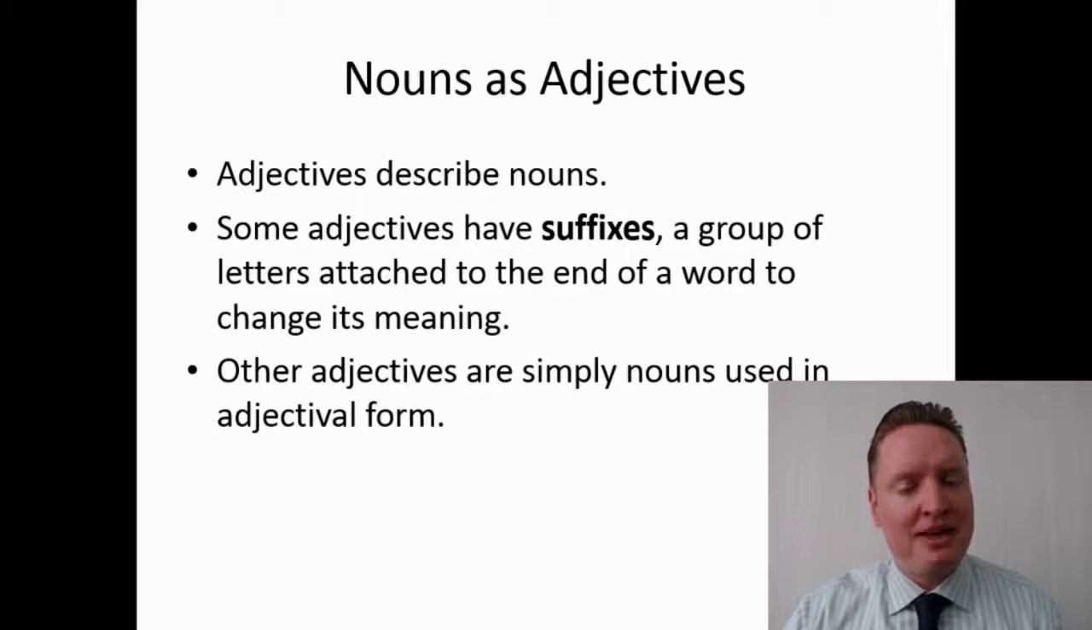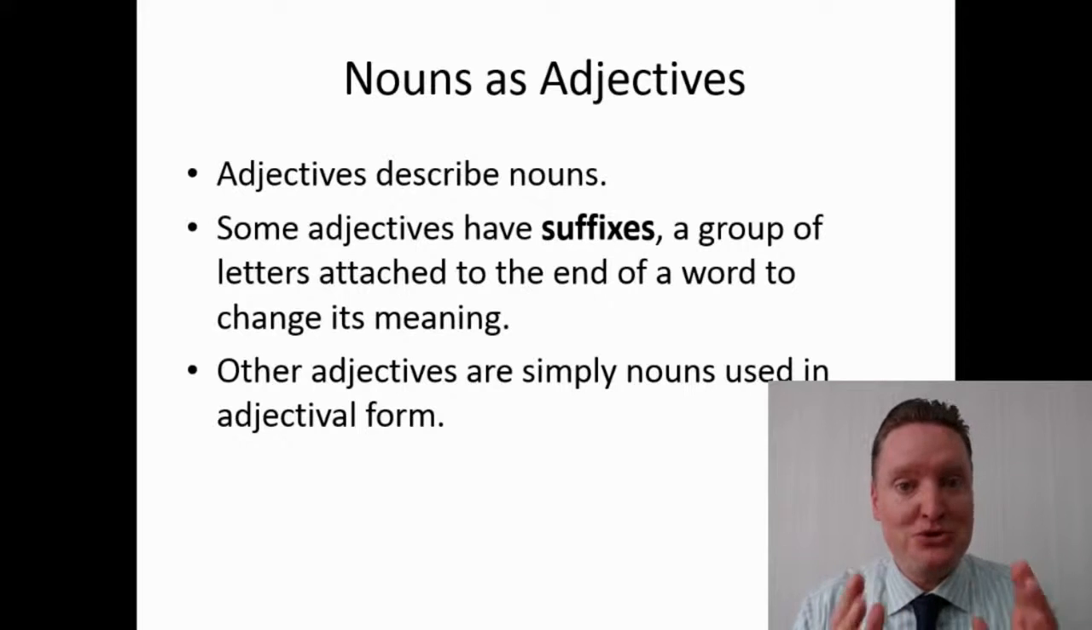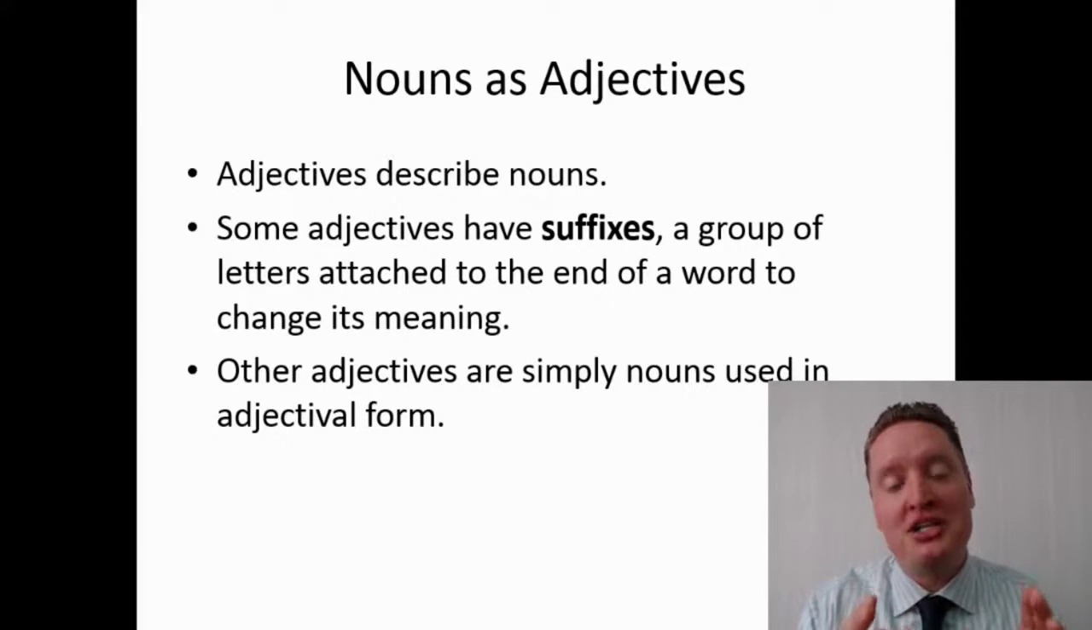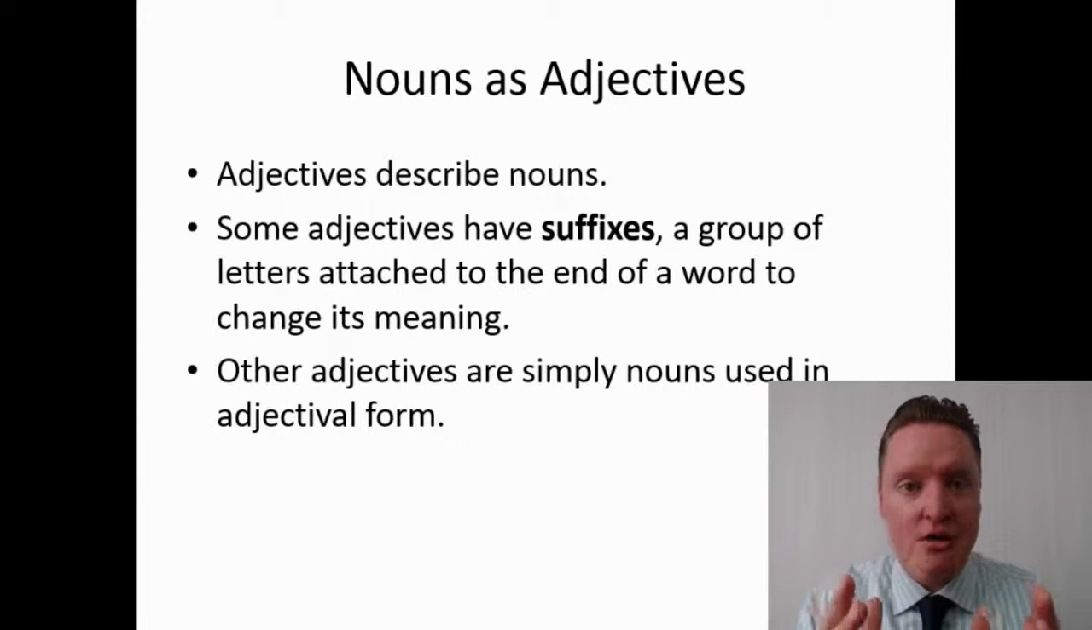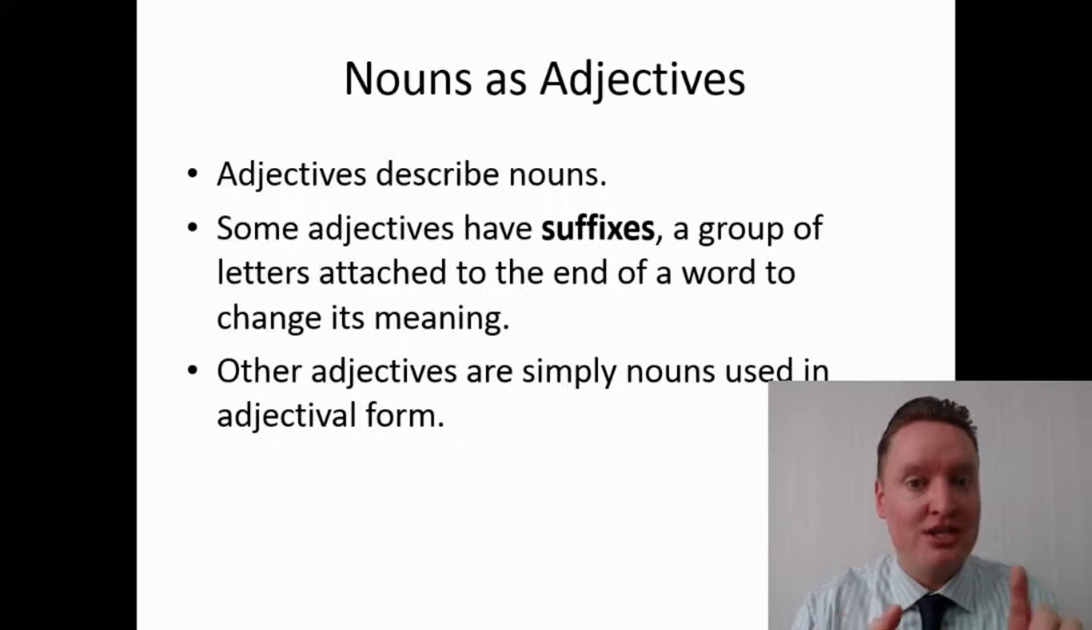The first thing I want to mention is you know that a noun has a noun form, but that same noun can often be used as an adjective. Sometimes when you use a noun as an adjective, you use it without changing it. And sometimes you have to change the end of the word, which we call the suffix. Now, there are several different endings that you can add on to your noun to change that noun into an adjective.